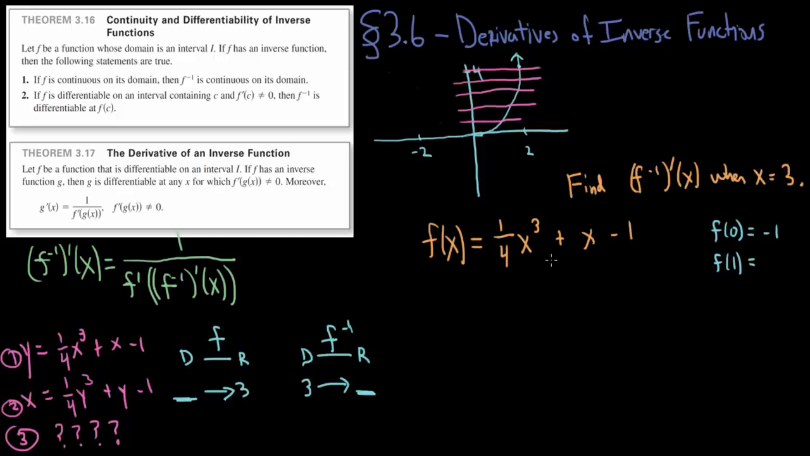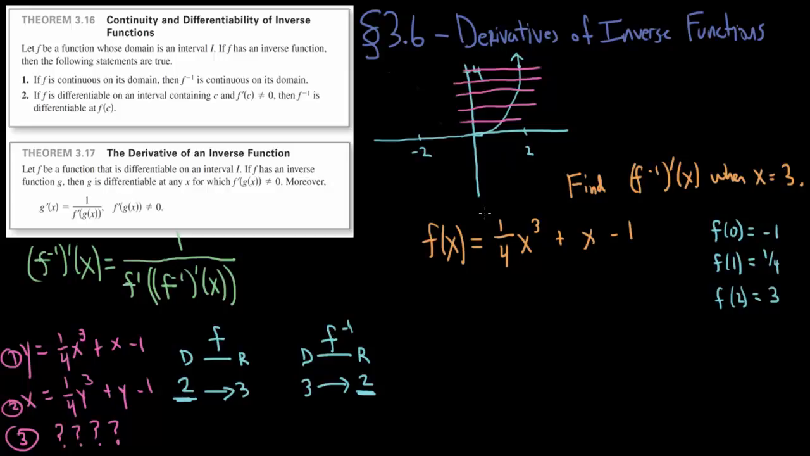Well, you get 1 cubed, so that's 1, divided by 4, you get 1/4 plus 1 minus 1, so you get 1/4. What about f of 2? F of 2, okay, you have 2 cubed is 8. 8 divided by 4 is 2. 2 plus 2 is 4. 4 minus 1 is 3. So there we go. F of 2 equals 3. So that tells me that f takes the number 2 in its domain and maps it to 3 in the range. So I know automatically that the f inverse function is going to take the 3 in its domain and map it to 2.